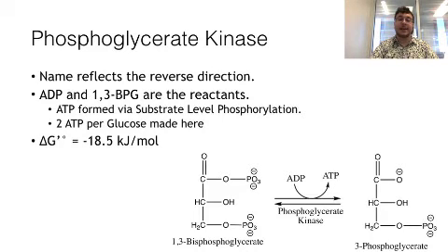The seventh step is catalyzed by phosphoglycerate kinase. This reaction is highly favorable and it creates an ATP molecule by extracting a phosphate from 1,3-bisphosphoglycerate. This is considered substrate-level phosphorylation since the ADP is required as a substrate for this reaction to proceed and will not occur unless the ADP is within the active site. This enzyme is named for the reverse reaction, hence the name kinase.